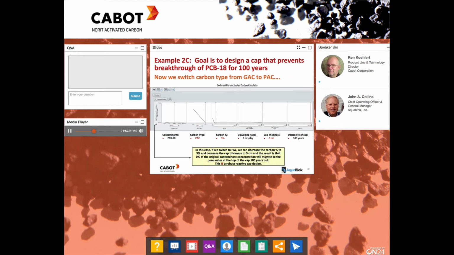Staying with the same example, we find that if we switch from granular to powdered form, we're able to design a cap without any breakthrough. In fact, we find that we can reduce the carbon down to 3% and the cap thickness down to 5 centimeters and still prevent breakthrough 100 years later. This is a robust design, and one that will be far less expensive than the other two GAC options that we analyzed that did not result in robust solutions. This is a great example as to how the calculator can quickly enable engineers to home in on the feasible set of robust cap designs for remediating contaminated sediments.